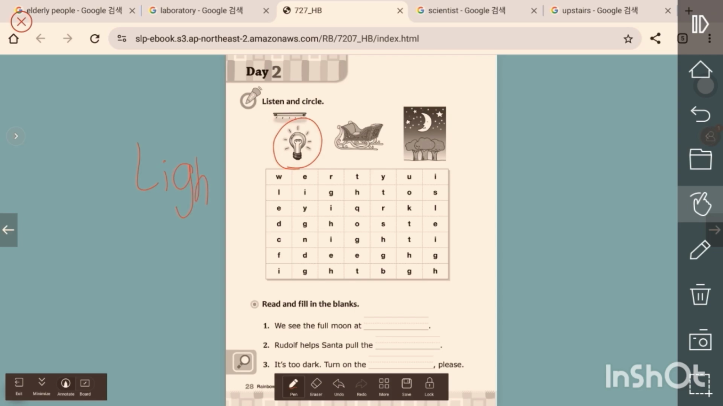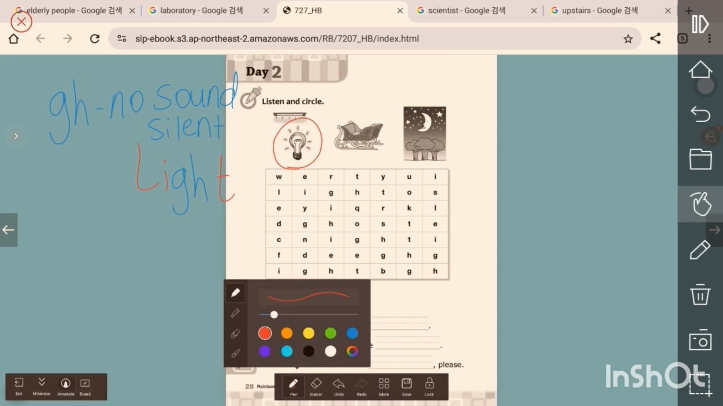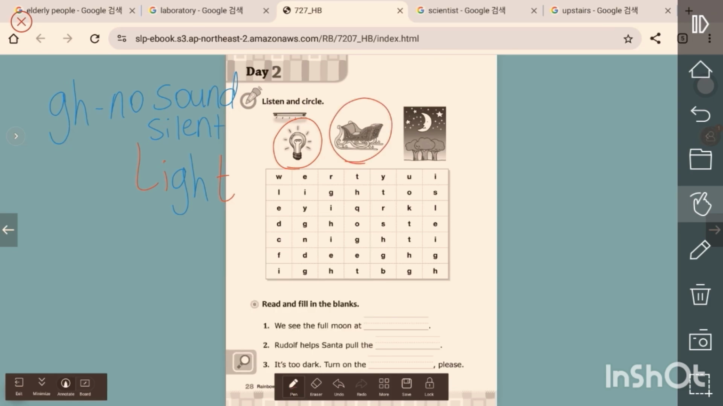So then I will circle this and say, everybody, light, light. Good job. And I will make sure that the silent GH is in a different color so they will know that it doesn't make any sound. And I will write down no sound to remind them. So GH in blue, no sound. It is silent. It's quiet. No sound. Good. Excellent.